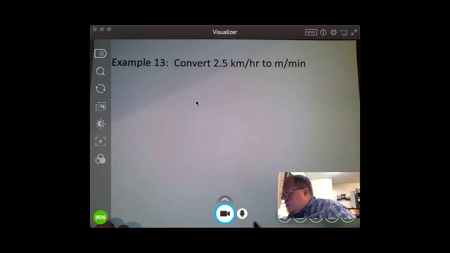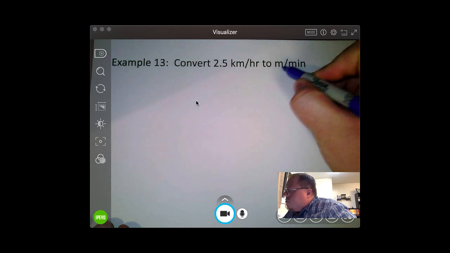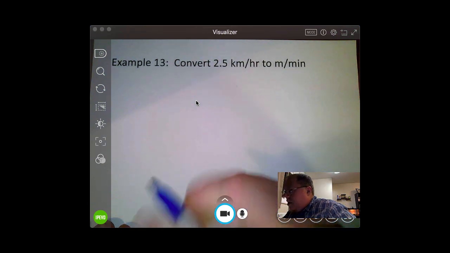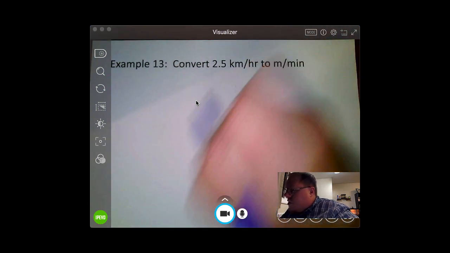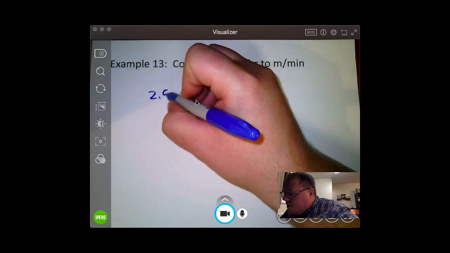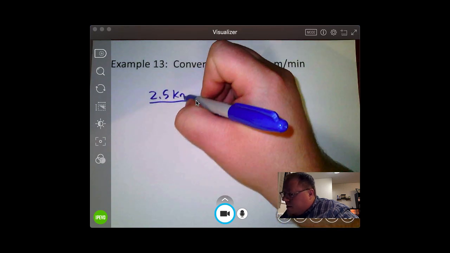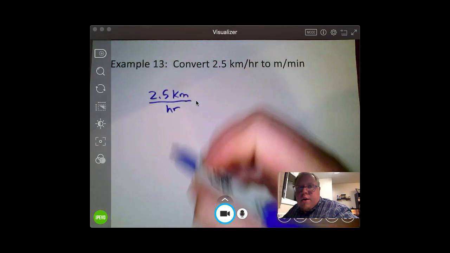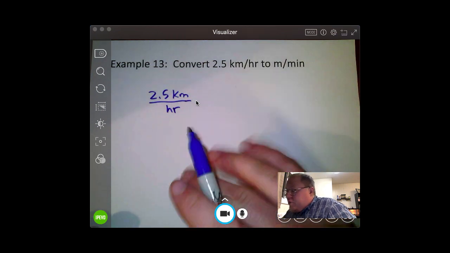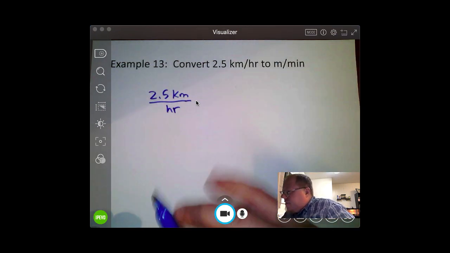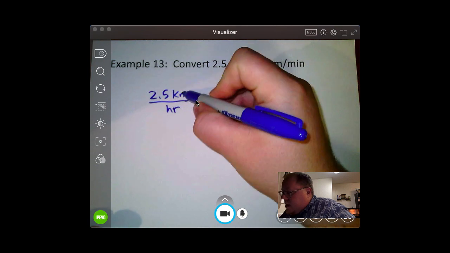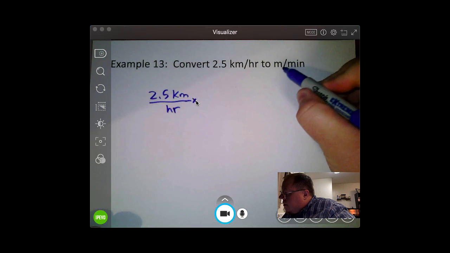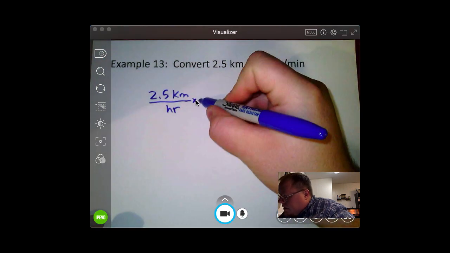Okay, so this example here, I have kilometers per hour to meters per minute. Now this one gets a little confusing because I got the whole per hour thing going. So I'm going to start with what I'm given, 2.5 kilometers per hour, 2.5 kilometers, and this time it's actually a factor itself, per hour. Okay? So this one, really pay attention to exactly how this factor is set up. All right, so 2.5 kilometers per hour is what that is. Now, what I'm aiming for is meters per minute.